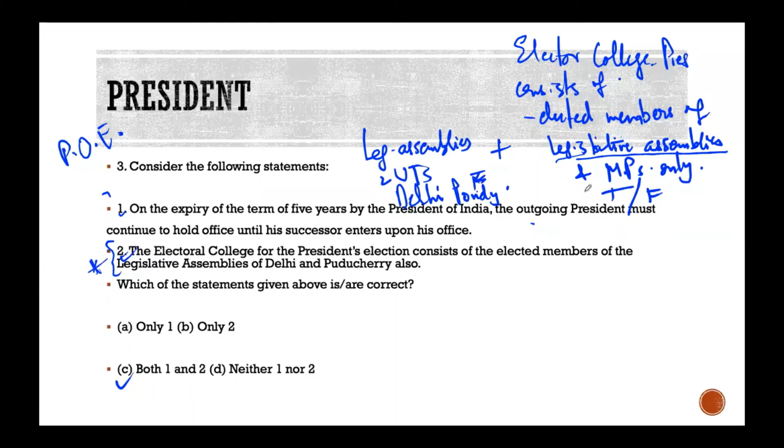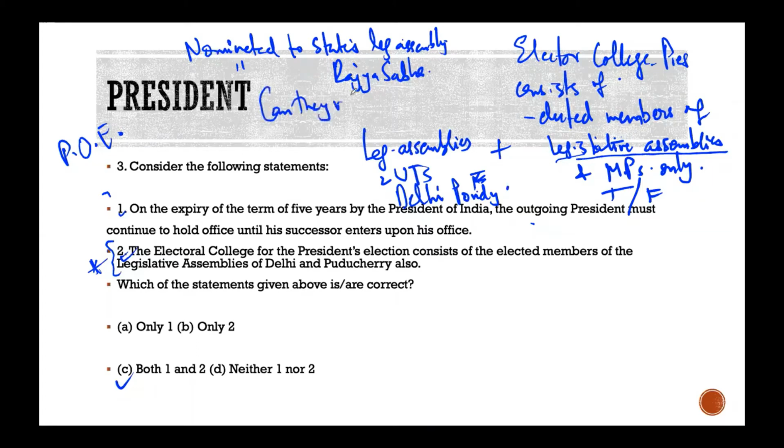So people nominated to a state's legislative assembly, or nominated to your Rajya Sabha. Do you know Sachin Tendulkar? He was nominated to Rajya Sabha, or Subramanian Swamy, right? These are some prominent names. Can they vote? No, sir. Okay, so good, you have crystal clarity on this. Perfect.